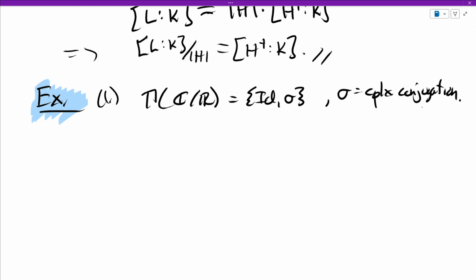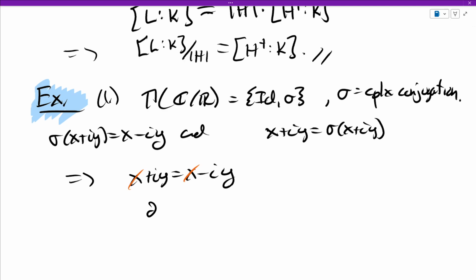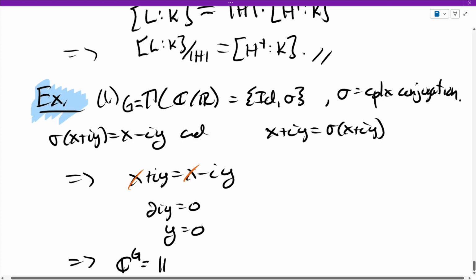Okay, so what's the fixed field with complex conjugation? Well, sigma of x plus iy is just, of course, x minus iy. And the only time that sigma of x plus iy is equal to x plus iy tells us that x plus iy is x minus iy. And that will tell us then, by canceling the x's, that 2iy is 0, or equivalently y is 0. So the fixed field under the Galois action, let's call this G, is just R.